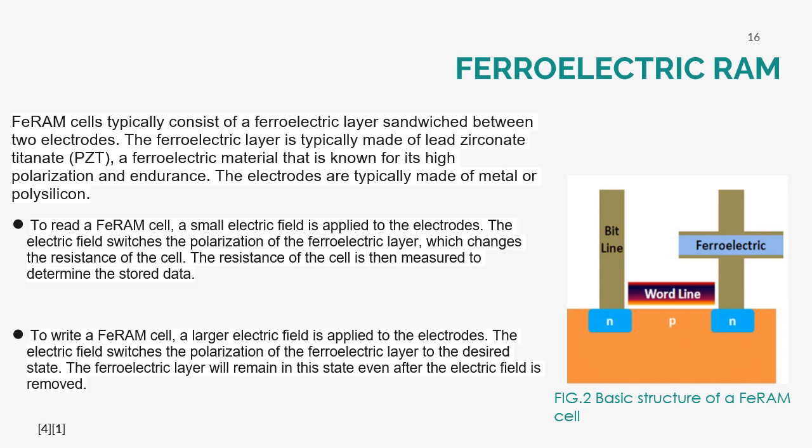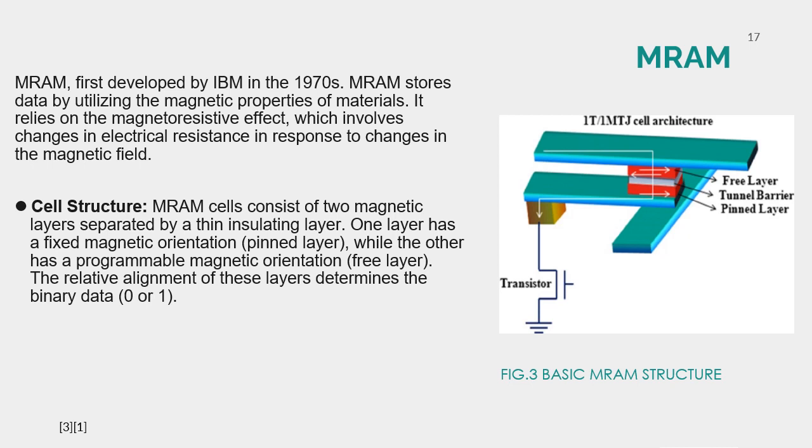To write an FeRAM cell, a large electric field is applied to the electrodes. The electric field switches the polarization of the ferroelectric layer to the desired state. The ferroelectric layer will remain in that state even after the electric field is removed. Next one is the MRAM.